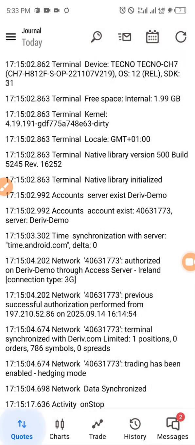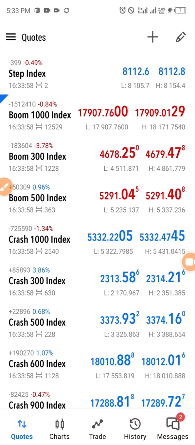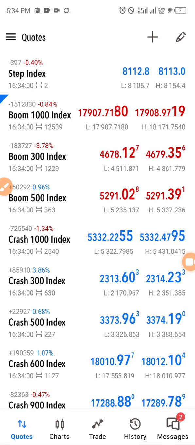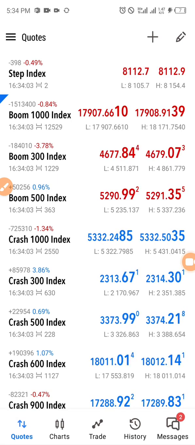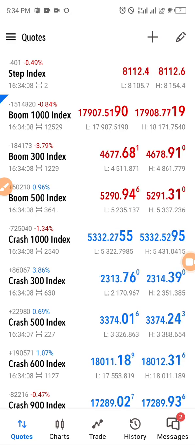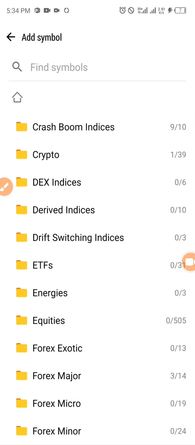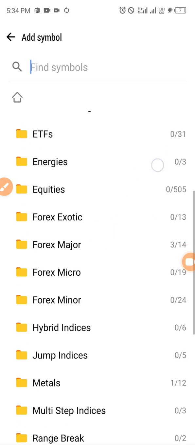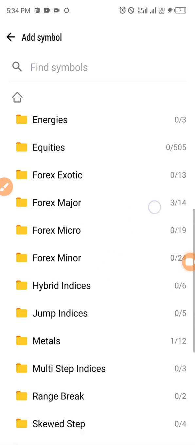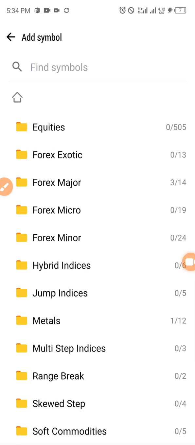When you go to quotes here, you have all your pairs: your synthetic pairs, your currency pairs, your crypto pairs. You can find them in your quotes. And this is how to add more. If you want to add more pairs, you click on this plus sign here. You can see baskets, conversions, cash and boom indices, crypto, derived indices, energies. You can see first exotic, first major, first micro. These are all assets you can trade.